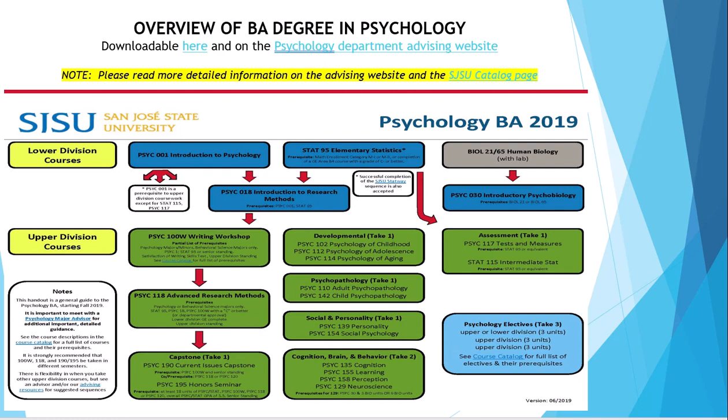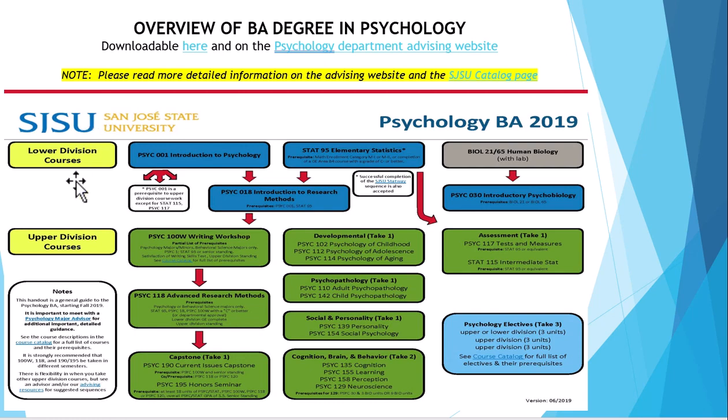You can download this figure by using this link, or it's also on the psychology department advising website for you to refer to. In this presentation, I'm going to go through all of the course requirements to earn a BA in psychology.